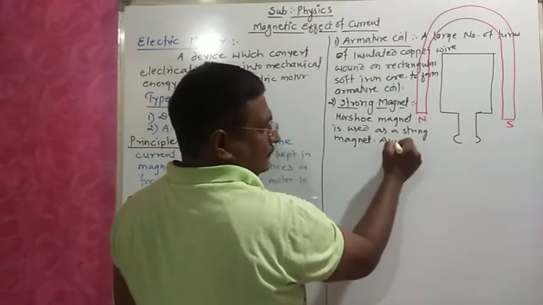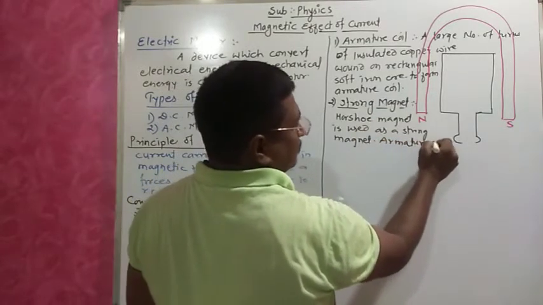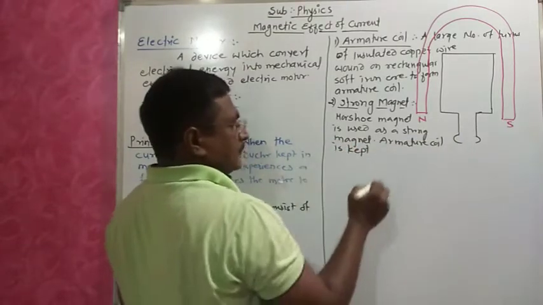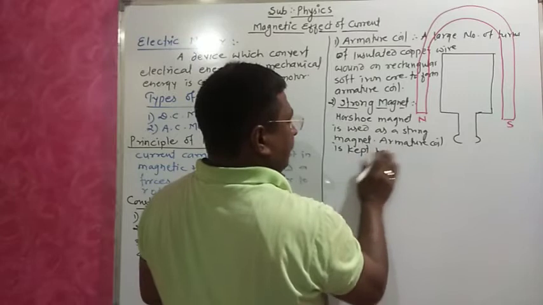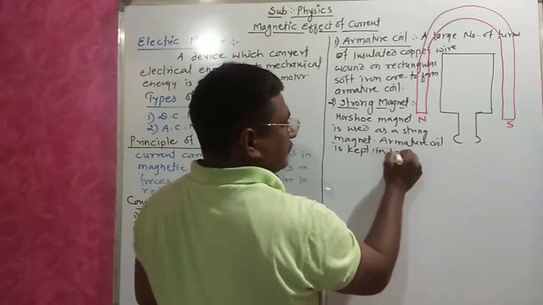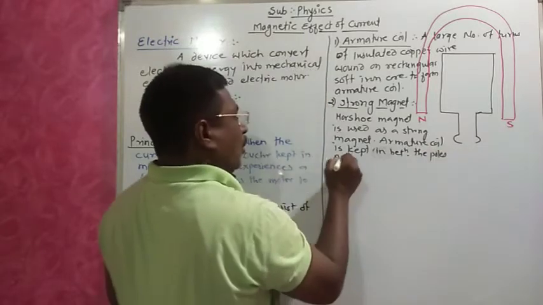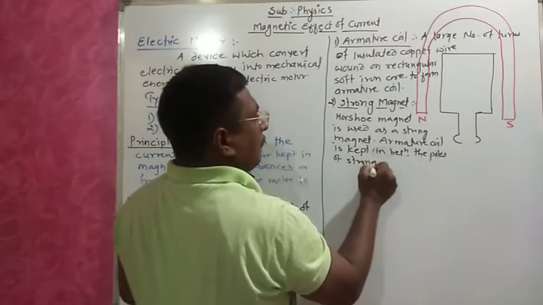The armature coil is kept in between the poles of a strong magnet.